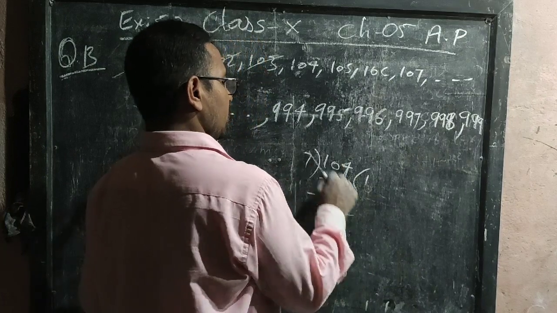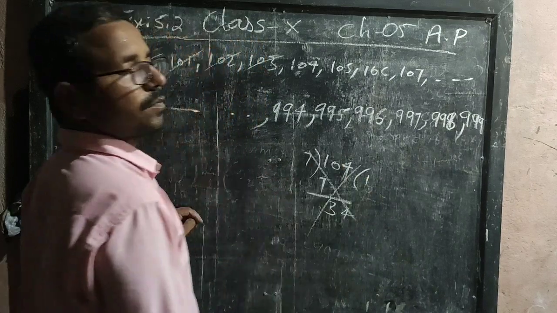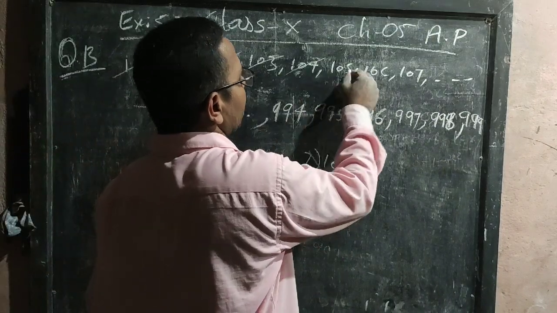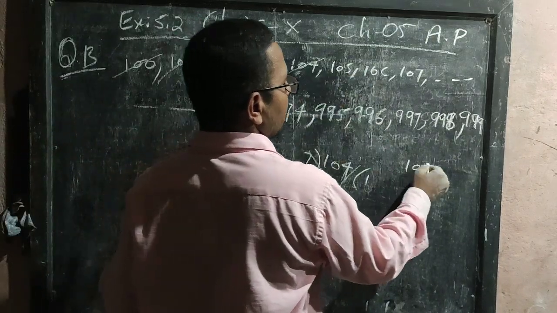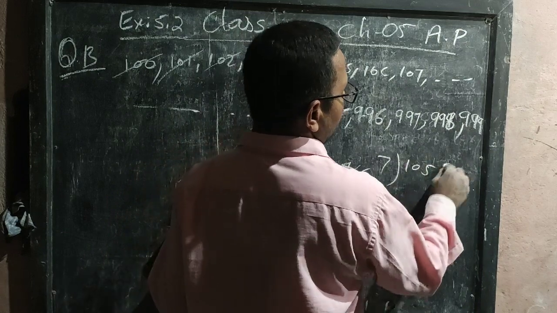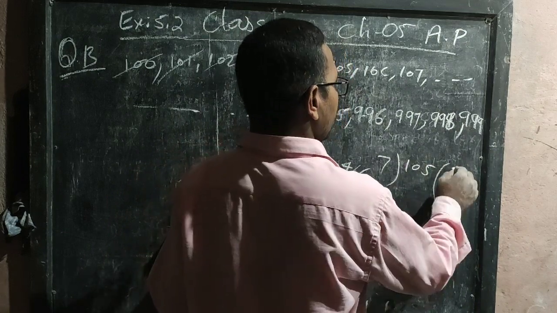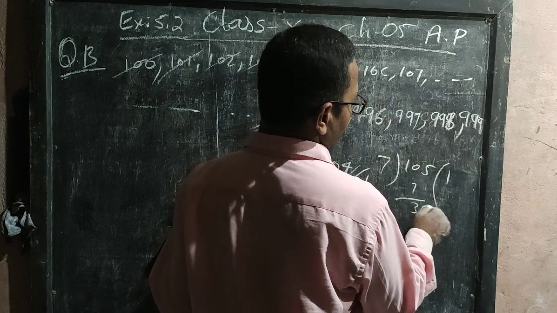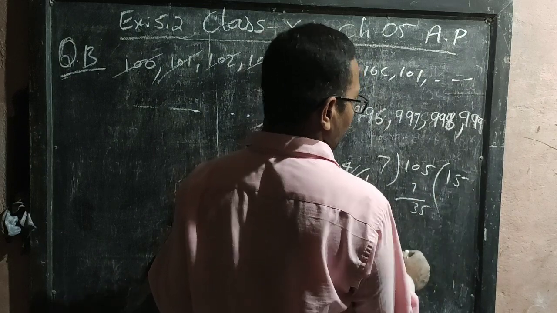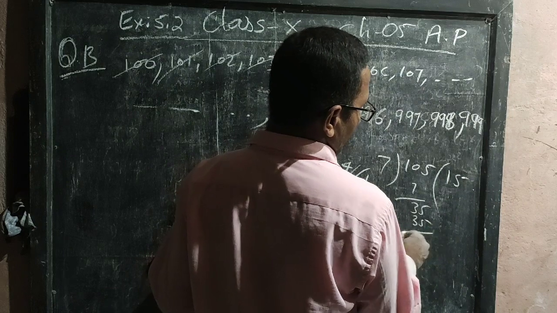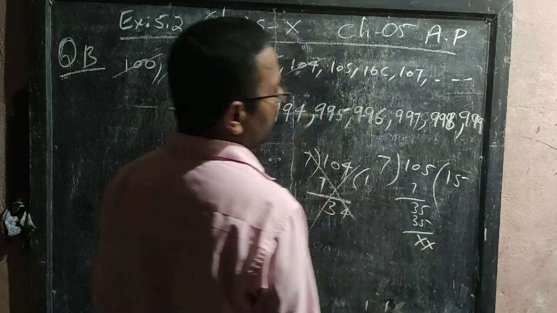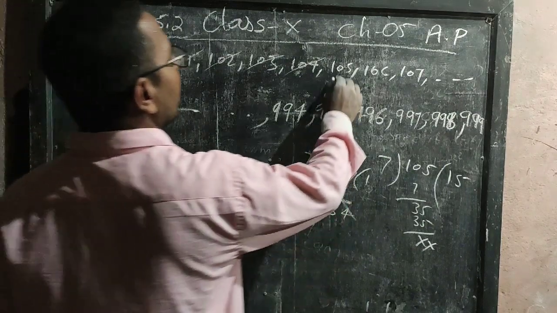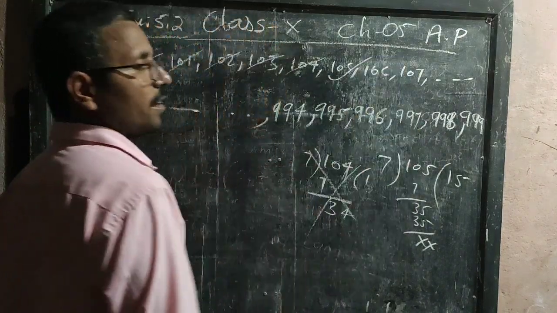So that means this is also not divisible by 7. So let's take 105 here. 105 divided by 7: 7 ones are 7, then 3 and 5, 7 fives are 35. So 35. That means we have got one number here that is divisible by 7. Which number is that? 105 is divisible by 7.